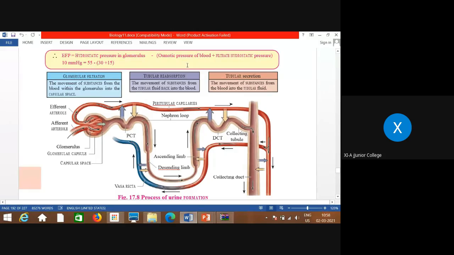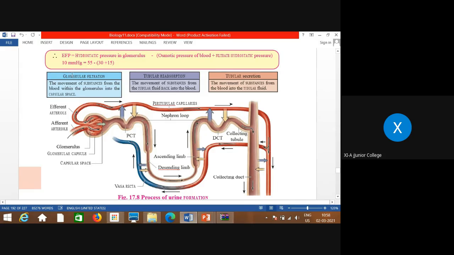Now what is the osmotic pressure of blood? Whatever blood the capillaries are carrying has its own osmotic pressure, so that is called the osmotic pressure of blood. And the filtrate that comes into the capsular region also has its own hydrostatic pressure, which creates a pressure against this. So this is called the filtrate hydrostatic pressure.